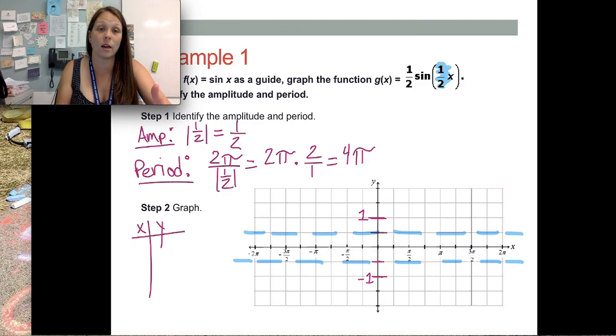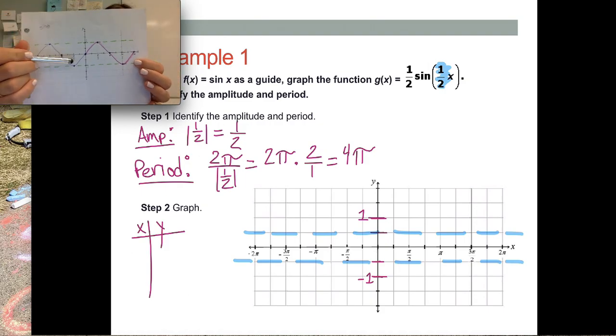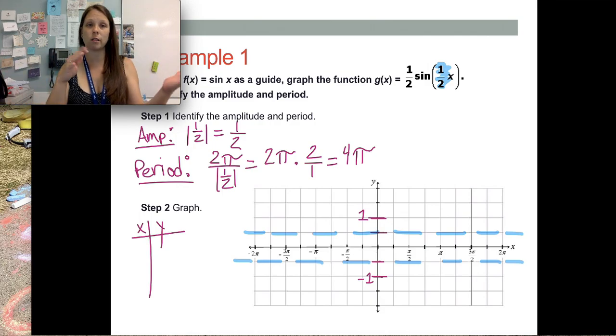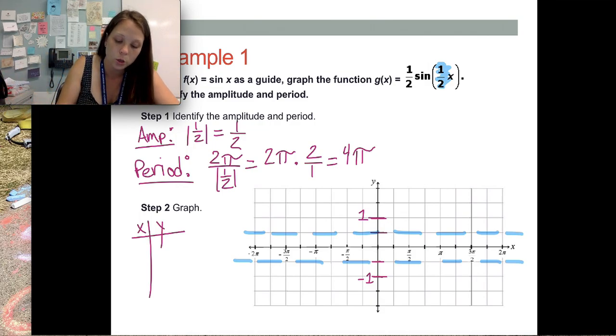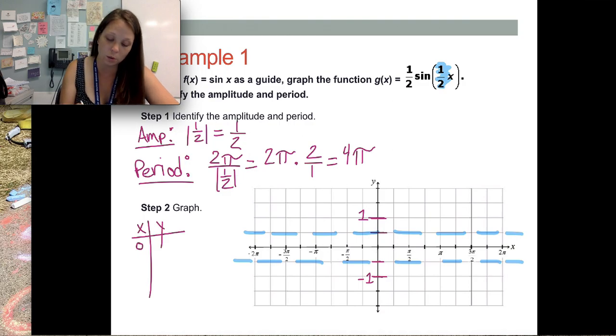We know that the period of this is 4 pi units long. And sine graphs, based upon the parent function, typically start at 0, 0. And because our graph hasn't been shifted left or right or up or down at all, we're still going to be starting at 0, 0. So I know 0 is going to be the beginning of this sine wave. The end of the sine wave is going to be 4 pi because that's the length of one cycle.